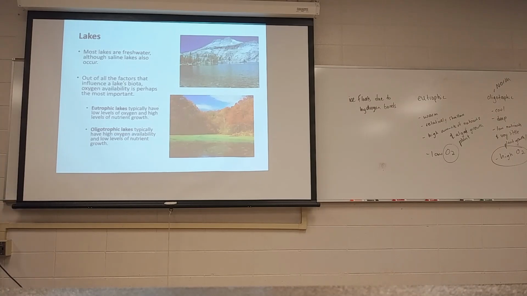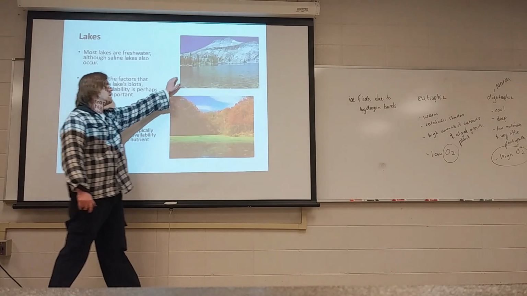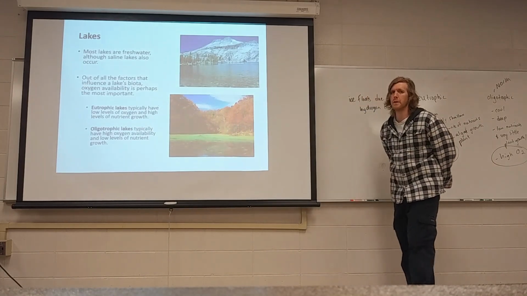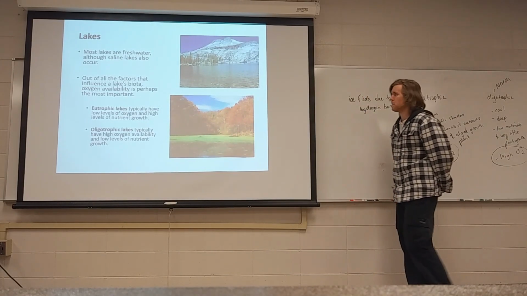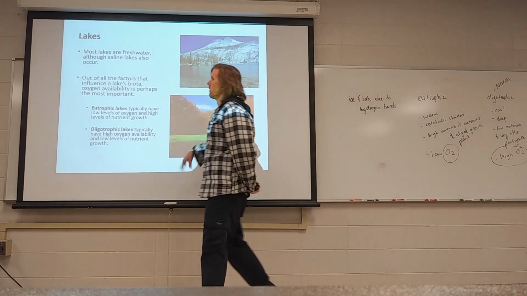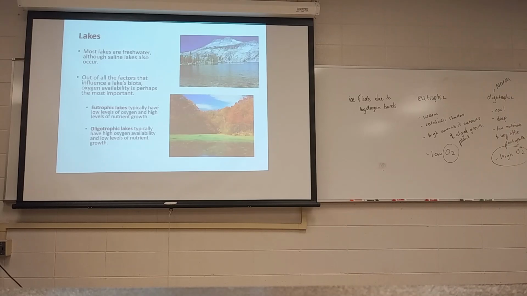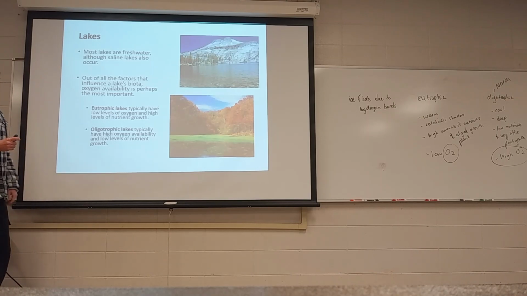There are a lot of things that fall somewhere in between. Some people call those mesotrophic lakes. We're not going to go there, but not everything fits neatly into one of these. There are a lot of things that fall somewhere in the middle. But these are the two opposite extremes, if you will, that we see with lake classification.